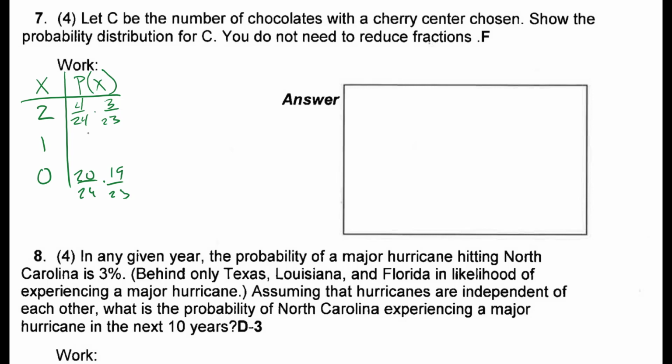Okay, so I think I've got this at 4 over 24 times 20 over 23 plus 20 over 24 times 4 over 23. Okay, so I just need to simplify it. Well, I don't even have to simplify it that much.